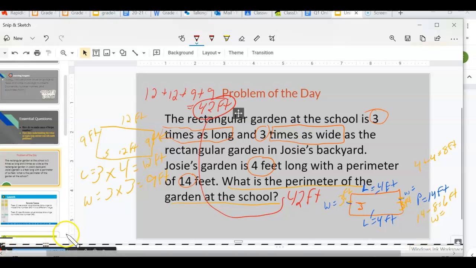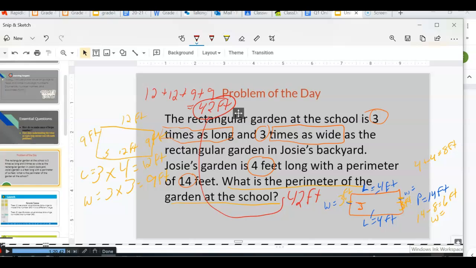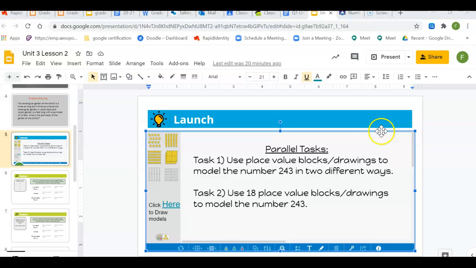So just pause the video if you need to, and take down notes inside of your math notebook. Okay, so on our next slide, you're being asked to do 2 tasks, and you're just going to be building some numbers using place value blocks. Task 1 is to use the place value blocks or drawings to model the number 243, and I want you to do it in 2 different ways. Task 2 is that you're going to use a total of 18 place value blocks to model the number 243, the same number.